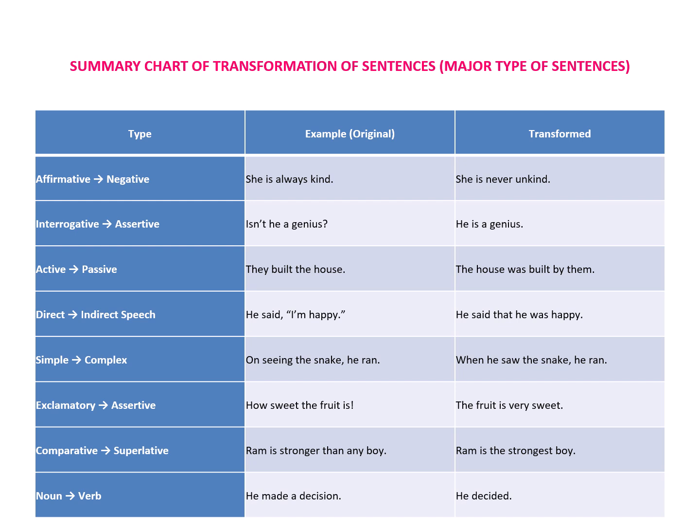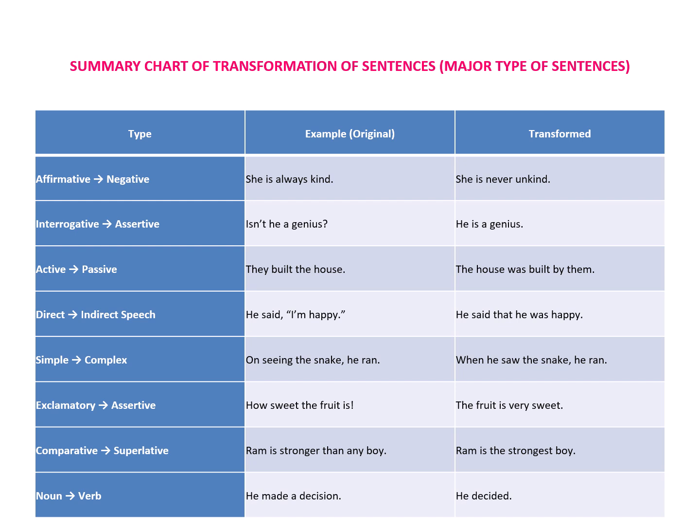Direct to indirect speech: he said, I'm happy. He said that he was happy. Simple to complex: on seeing the snake, he ran. When he saw the snake, he ran. Exclamatory to assertive: how sweet the fruit is. The fruit is very sweet.